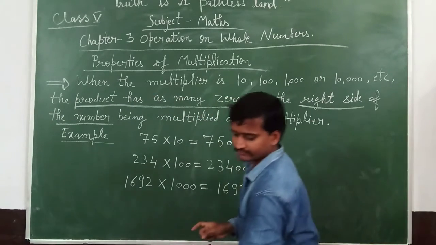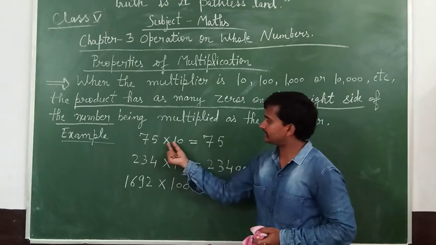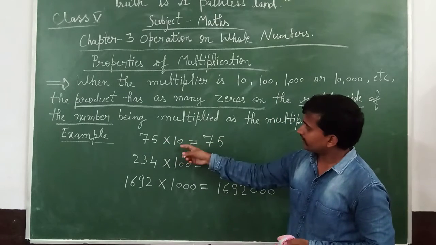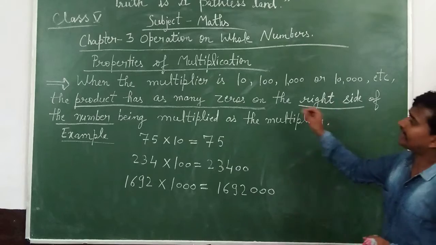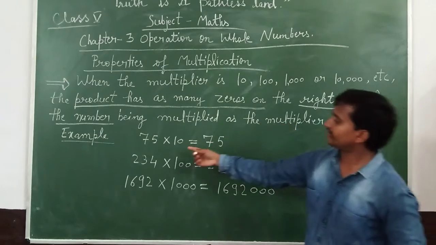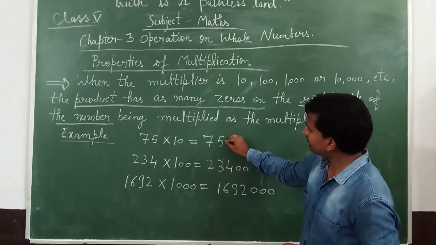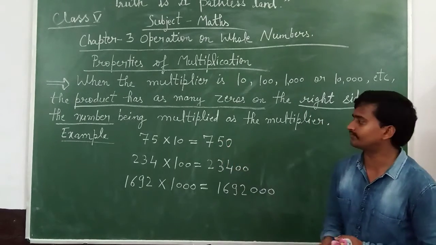First of all, 75 multiplied by 10. Write down the number and after this put the zeros, as many zeros as in the multiplier. Here the multiplier is 10 and it has 1 zero. So simply put here 1 zero and the answer will be 750.